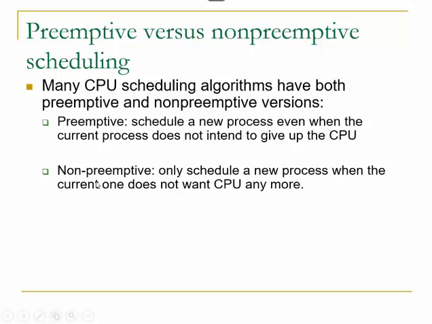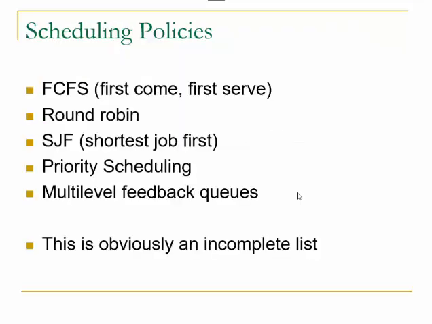And second is non-preemptive. In non-preemptive scheduling, we can schedule a new process only when the current one does not want to execute or does not want to use the CPU anymore. So whenever the current process is executed and it does not want to use the CPU, or it is going for some IO operation, we can let the other process execute. Now we will not preempt it forcefully.